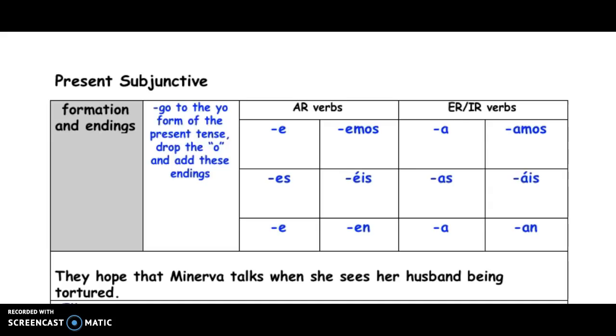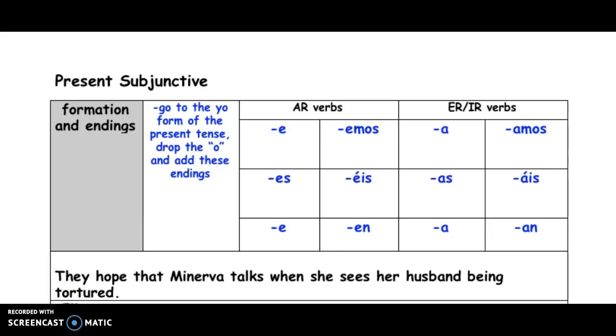So the first thing you need to do is figure out what base you're adding these endings to. To do that, you're going to go to the yo form of the present tense. You're going to drop the o, and you're going to add these opposite endings that you know. So for AR verbs, instead of o, as, a, amos, an, you're going to add e, es, e, emos, en.